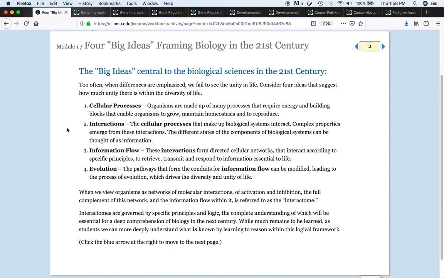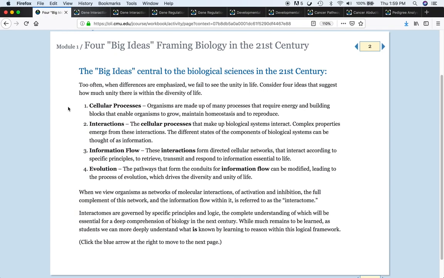The first page of the introduction summarizes the 4 big ideas from the College Board's AP Biology curriculum. Even if you're not taking AP Biology, these concepts are tremendously important for anyone who wants to understand biology in the 21st century. They are organized from the most basic cellular processes to the most encompassing, evolution. The 2 most relevant to us here are 2 and 3.